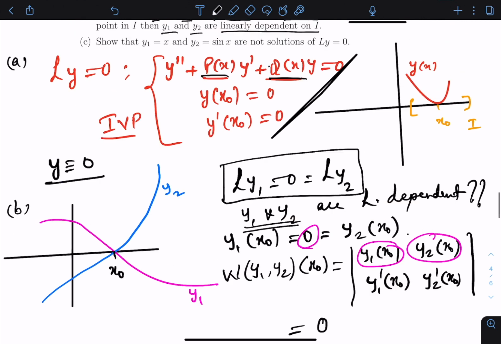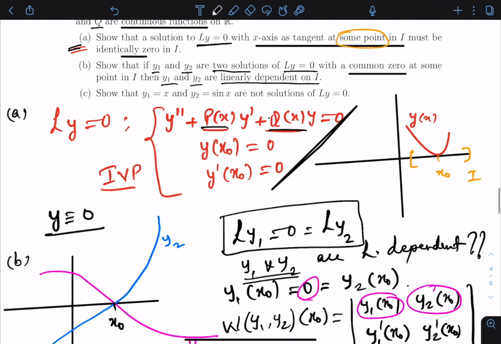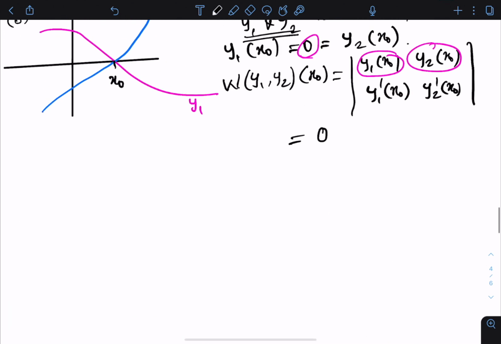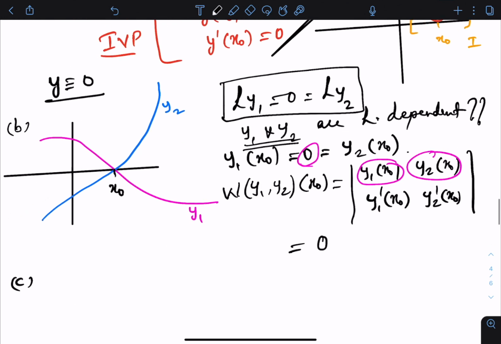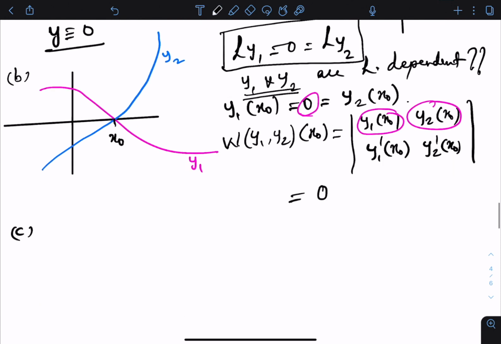Okay, now what is problem number C? Okay, let's do C. C is saying show that the functions y1 equal to x and y2 equal to sin x are not solutions of this linear homogeneous problem Ly equal to 0. That means these two cannot be solutions to Ly equal to 0. So y1 is x.